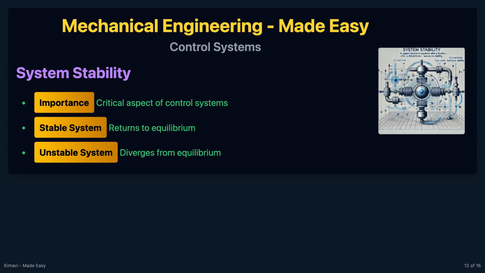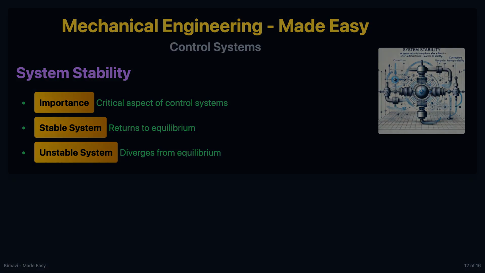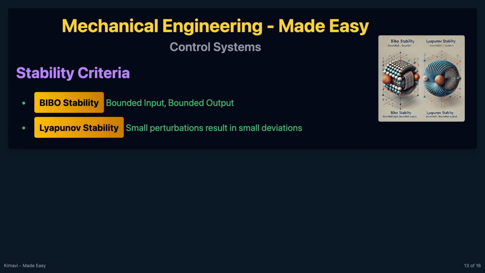System stability is a critical aspect of control systems. A stable system will return to its equilibrium state after a disturbance, while an unstable system will diverge from its equilibrium state. There are different criteria for stability. BIBO stability, or bounded input, bounded output stability, means that every bounded input results in a bounded output. Lyapunov stability means that small perturbations in the initial conditions result in small deviations in the system's response.